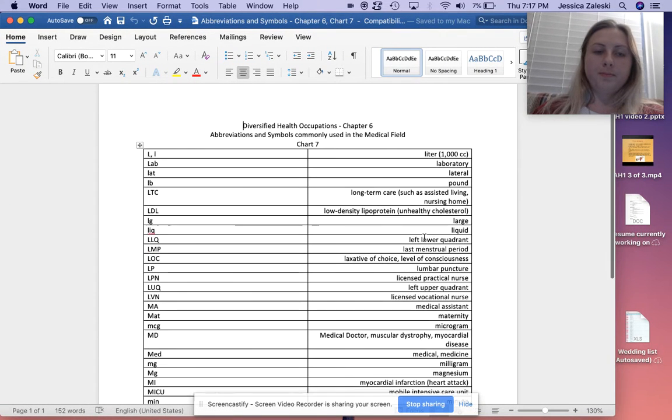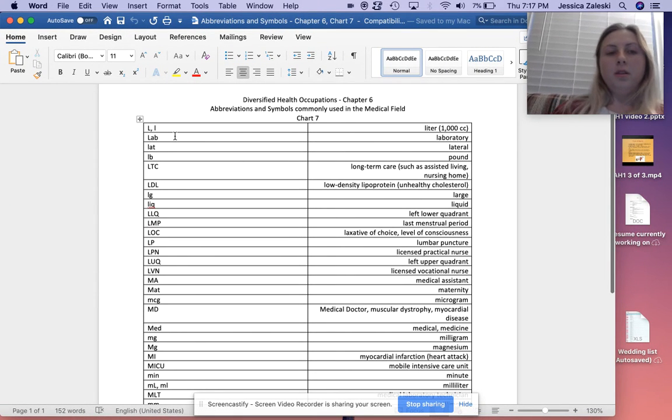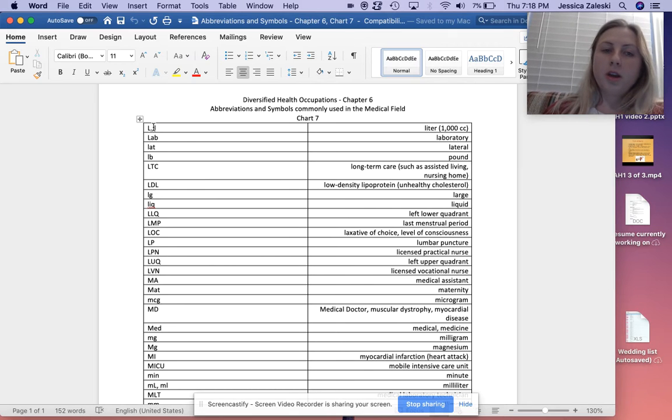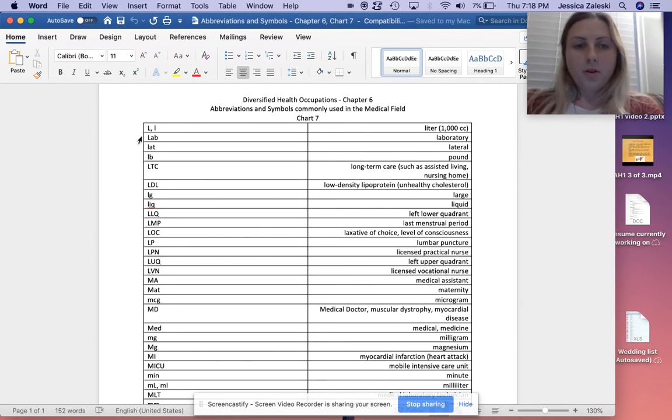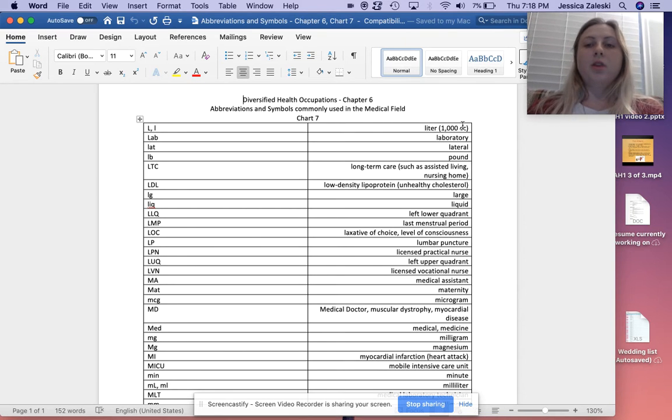So now, on here, the L can be a capital or a lowercase. Generally, you'll find it used more in the uppercase form. This is a liter. This is 1,000 cubic centimeters or 1,000 cc's. Or it can also be titled as 1,000 milliliters as well.